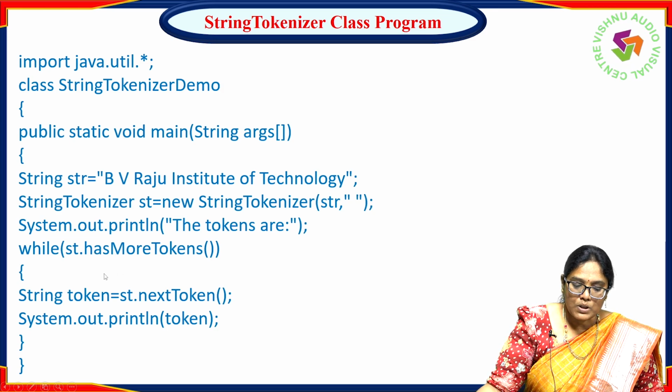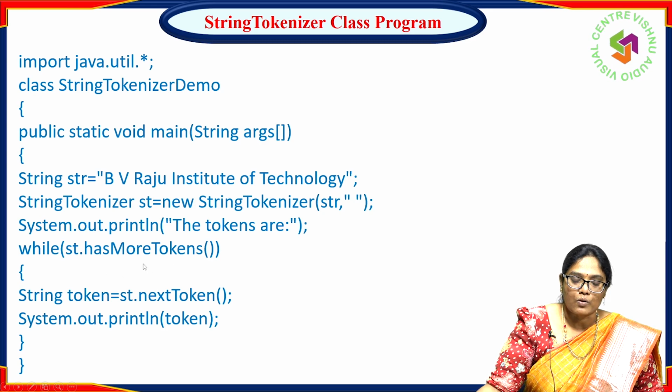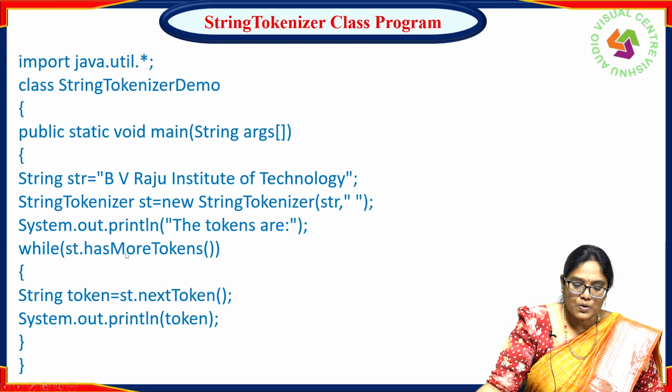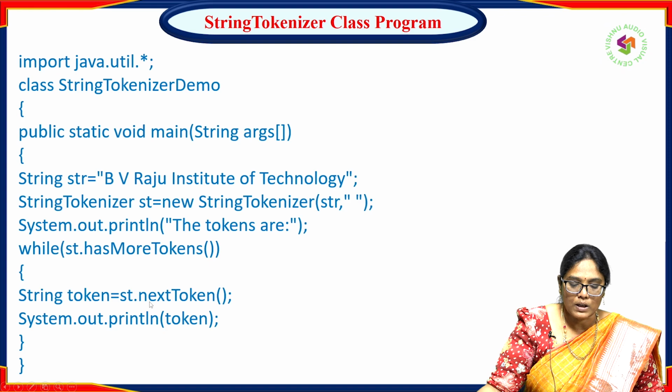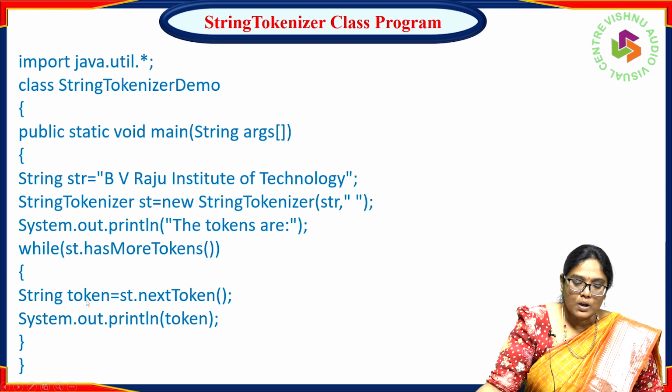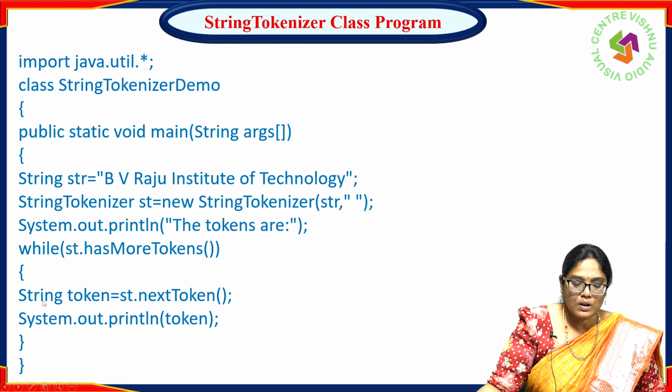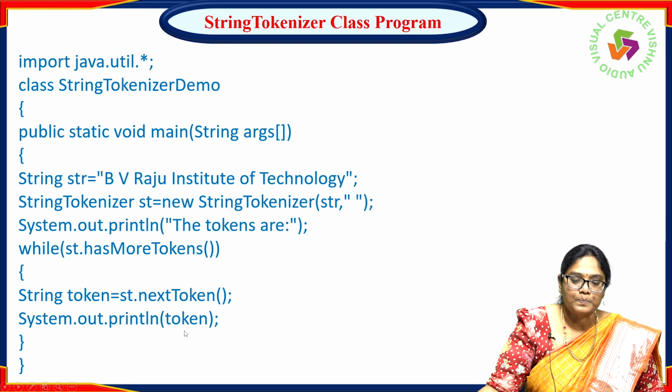So here I am checking whether the string tokenizer has more elements or not by calling the method hasMoreTokens. If this returns true, then we need to get that token from the string tokenizer. So calling the nextToken method of the string tokenizer object, and it returns the token from the object, which is stored into a token variable of type string, and printing that token.